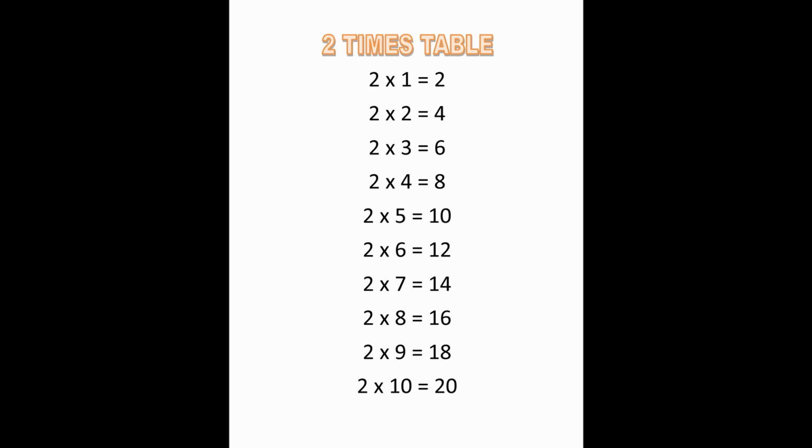2 times 7 is equal to 14. 2 times 8 is equal to 16. 2 times 9 is equal to 18. 2 times 10 is equal to 20.